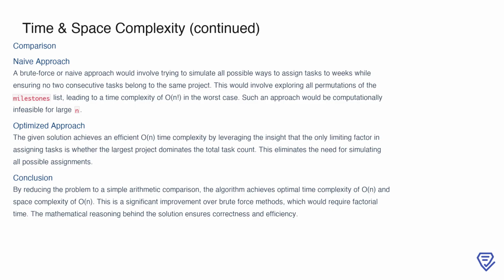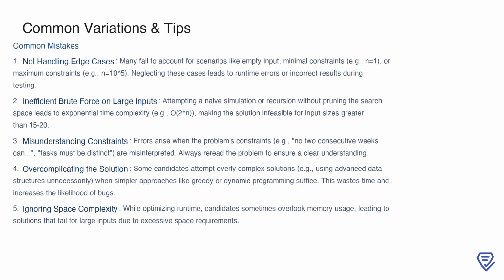In contrast, the optimized solution avoids this exhaustive search by focusing on the core challenge, determining whether the largest project is too dominant compared to the rest. By reducing the problem to a simple arithmetic condition, the algorithm achieves an efficient O(n) time complexity and O(n) space complexity. This combination of mathematical reasoning and computational efficiency makes the solution both correct and optimal, a clear improvement over brute force methods. When working on this problem, there are several common pitfalls to watch out for.